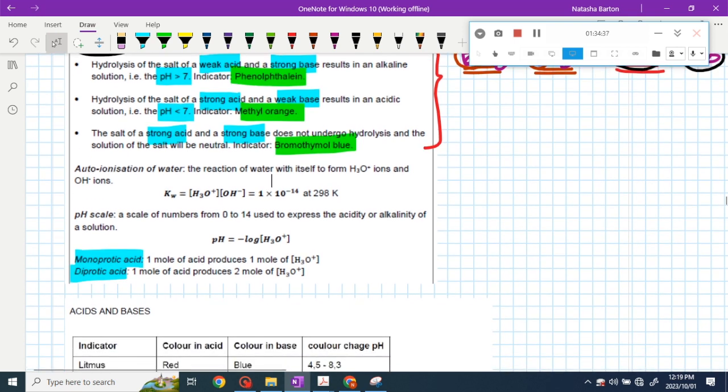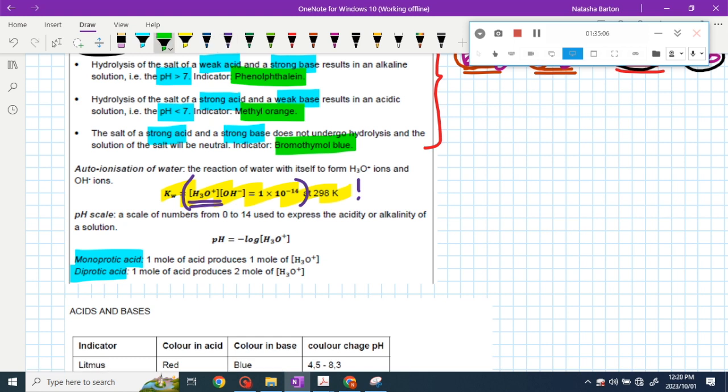Okay, auto-ionization. Guys, you don't need to know much about auto-ionization except this formula is incredibly useful. Please make sure that you know how to use it. When we give you, for example, the concentration of the hydronium ions, you can use this to find the concentration of the hydroxide ions and vice versa. This is a very important formula. Please make sure you know how to use it.